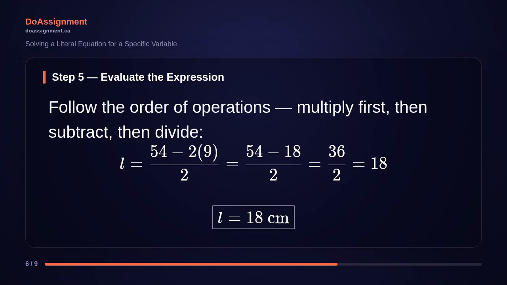Following the order of operations, we first multiply 2 times 9 to get 18. Then we subtract: 54 minus 18 equals 36. Finally, we divide 36 by 2 to get 18. The length of the rectangle is 18 centimeters.